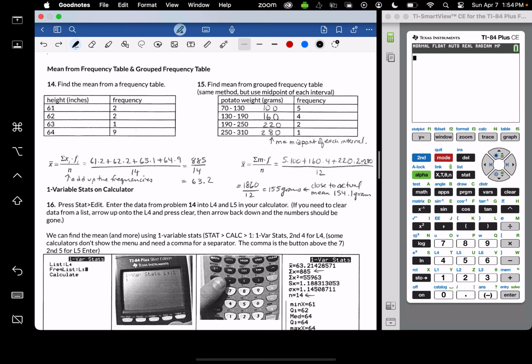And what I show you in this formula that looks maybe a little intimidating is that you multiply each x value, or each data value, by its frequency. So the data value 61 times its frequency 2 plus 62 times 2 plus 63 times 1 plus 64 times 9, and then divide it by n, the total of all the frequencies, which is 14. So you're going to get 885 divided by 14, or 63.2 inches for the average height from that frequency table.